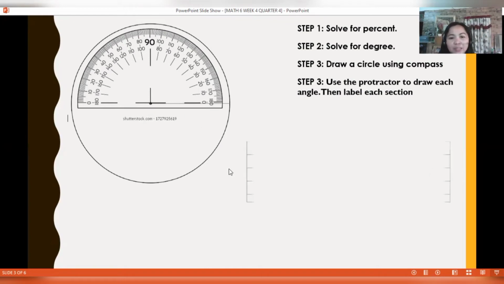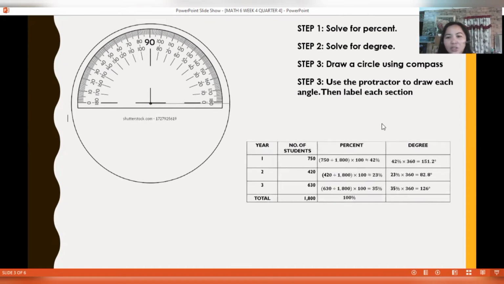So ngayon, balik tayo doon sa table natin. I-drawing natin yung 151.2 degrees. Or doon sa module nyo, 150. Walang problema, sakto sa module. Kung hanapin nyo yung sa module 150, eto. Ayan siya. Pero i-drawing muna natin yung nasa table natin.